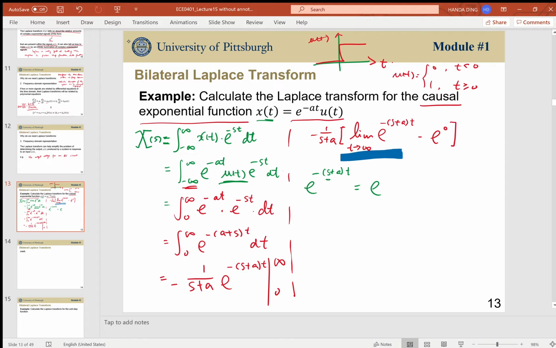Oh, by the way, s is a complex number. Right? Feel free to stop me if you have any question. Just jump right in.